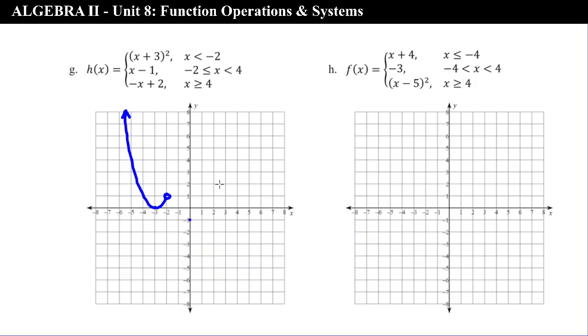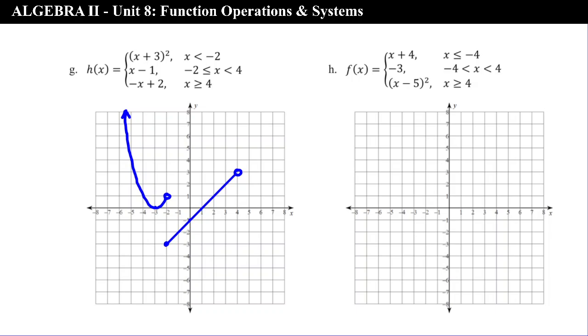And we also know that we're not going to include the point at 4. So it's going to go from here down to here at x equals negative 2. So I'll put my closed point there for that end. And then we'll sketch the line.